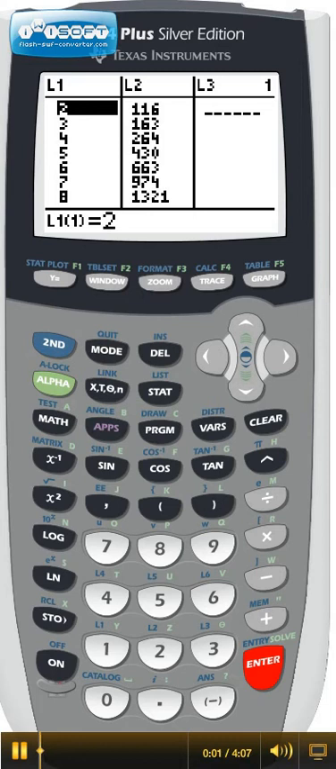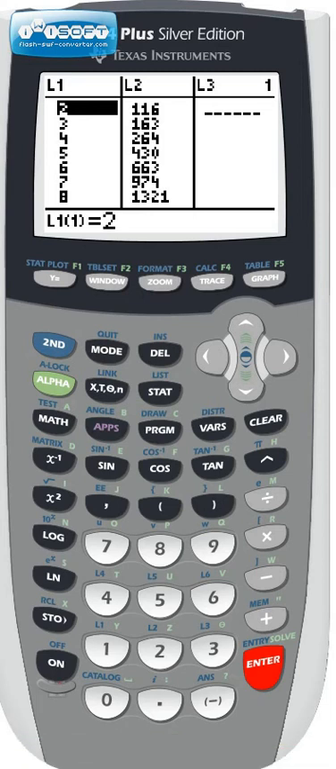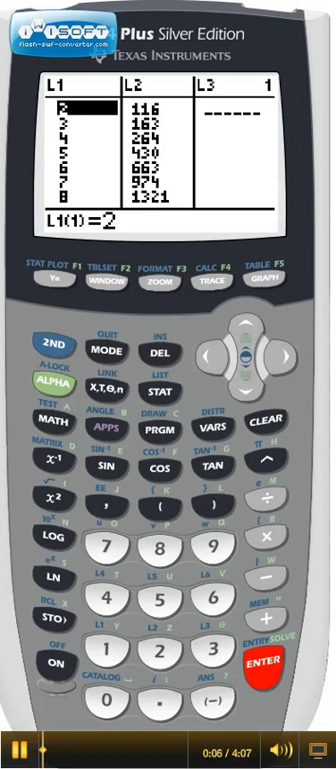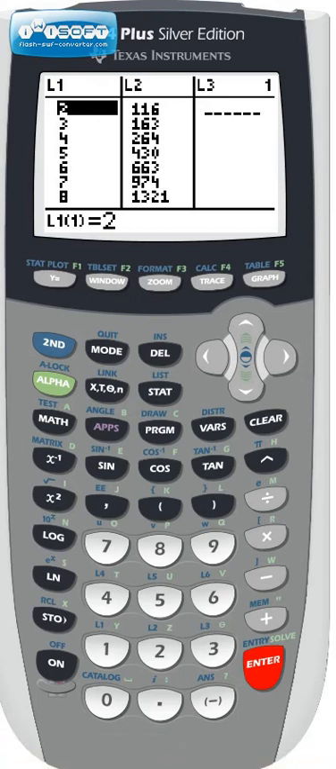This is the data that shows the number of Starbucks stores in the United States for the years 1992 through 2007. Notice that under L1, the input for the years, we made a corresponding connection between 1992 and the number 2. In other words, 1990 is our starting point, year 0.